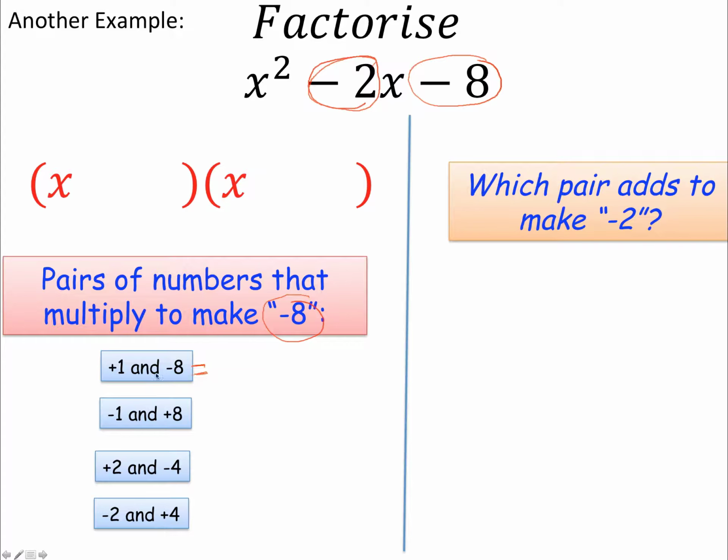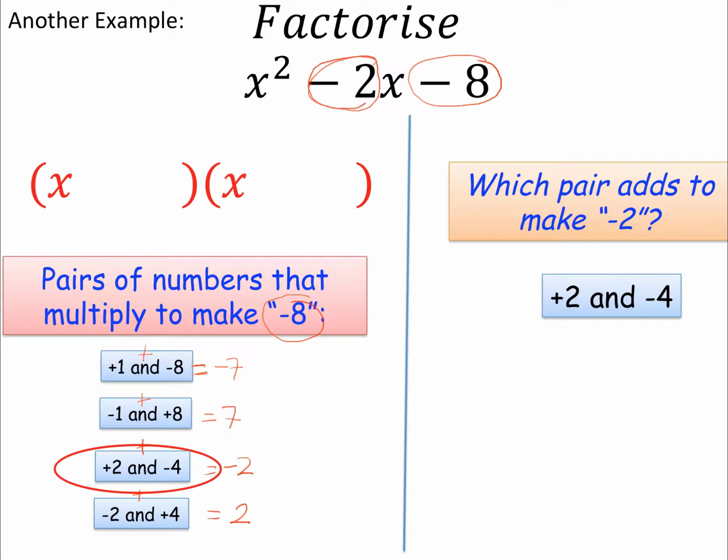So plus 1 and minus 8, that will give us a minus 7. Minus 1 plus 8, remember we are adding them, that will give us a 7. When you add these two, that will give us a what? A minus 2. When you add these two, that will give us a what? A 2, right? So these are all the answers that we have. But remember, we want one that gives us a what? A minus 2. So we realize that plus 2 and minus 4, they add up to give us what?